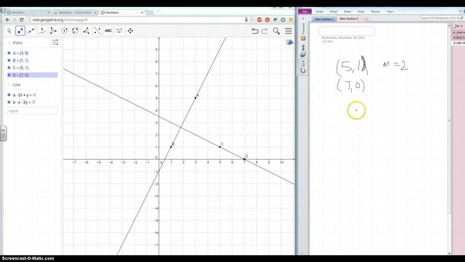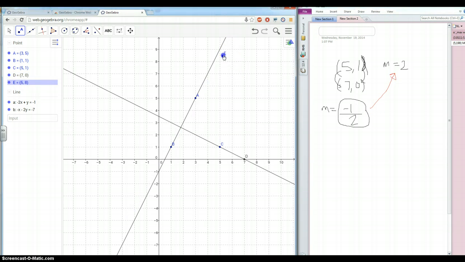Now the slope of the perpendicular line is, how do you get from 1 to 0? Well, you got to go down 1. And how do you get from 5 to 7? You have to go up 2. So here is the slope of the perpendicular line. Now compare this to the slope of the original line, this guy right here. Compare it to that one.